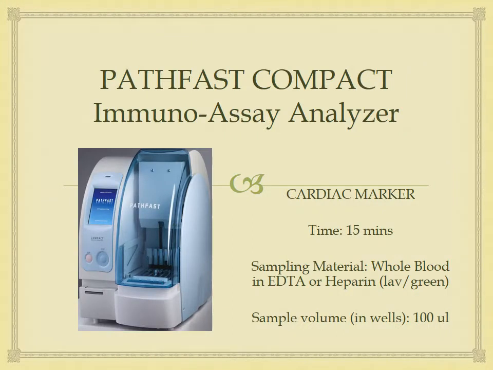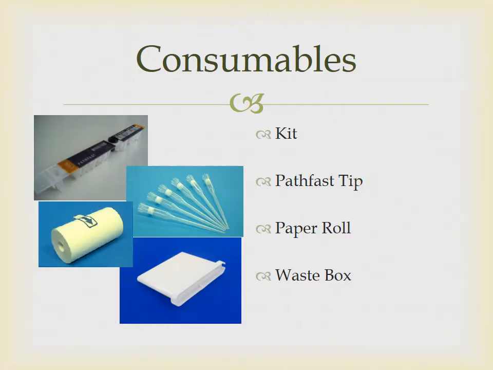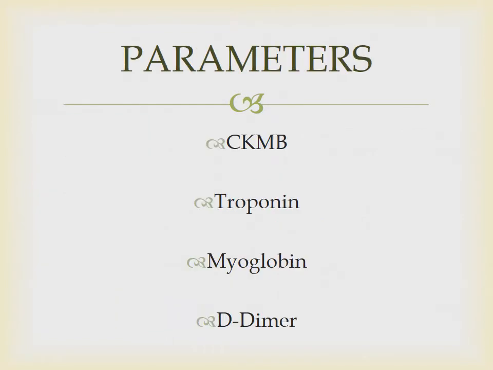PathFast Compact Immunoassay Analyzer for cardiac markers, the following are required. A time of 15 minutes. Sampling material: whole blood in EDTA or heparin from lavender or green top. Sample volume in wells is 100. Consumables are kit, PathFast tip, paper roll, waste box. Parameters checked: CKMB, troponin, myoglobin, D-dimer.